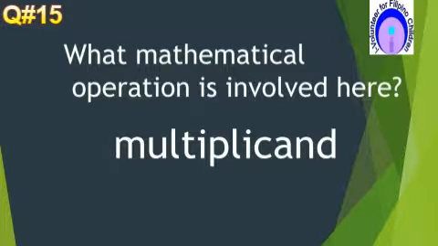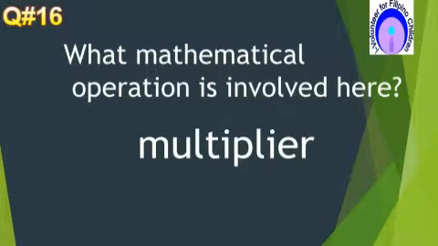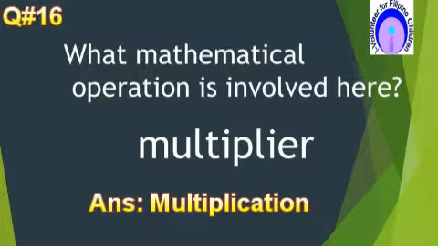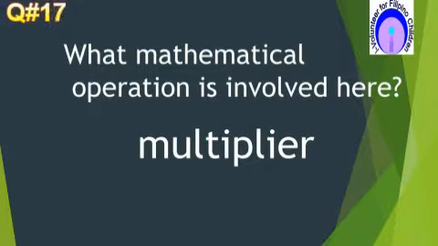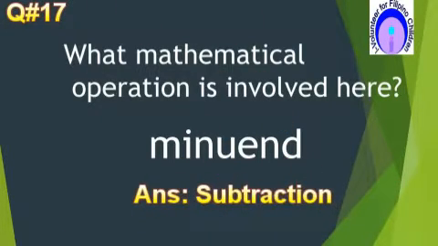Number 15. What mathematical operation is involved here? The answer is multiplication. Number 16. What mathematical operation is involved here? The answer is multiplication. Number 17. What mathematical operation is involved here? The answer is subtraction.